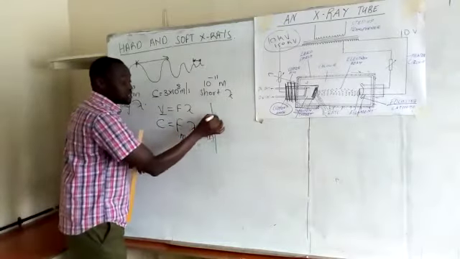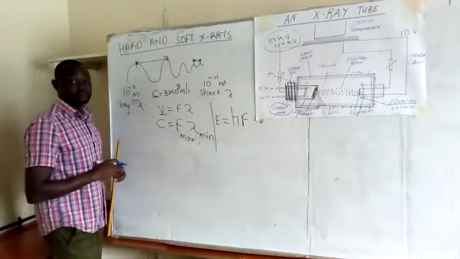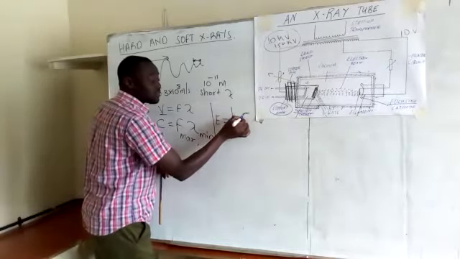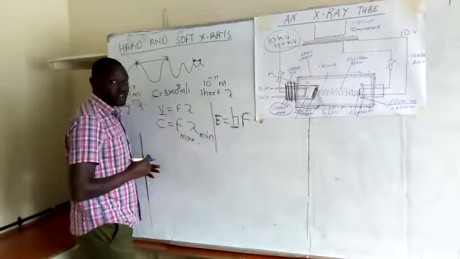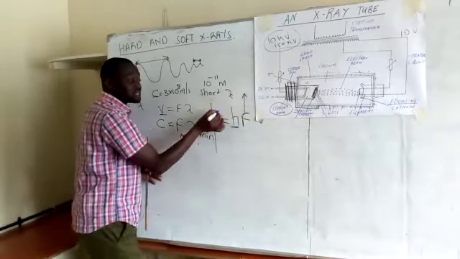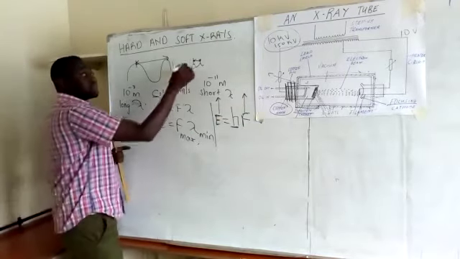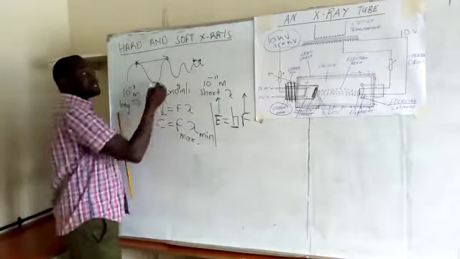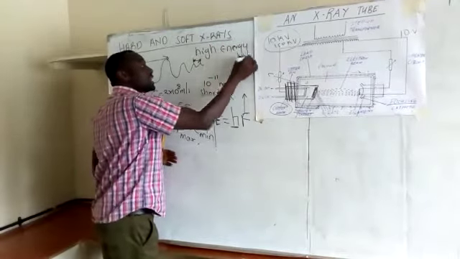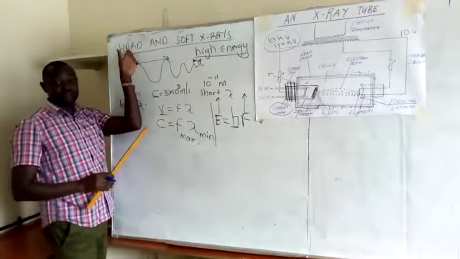Looking at the energy of X-rays, it's given by Planck's constant times the frequency. Because this is a constant, when we vary the frequency, the energy will also vary. And from this we can see they are directly proportional. Therefore, as frequency increases, the energy also increases. For that reason, these waves here with a very high frequency will also have a very high energy. And these are the X-rays that we call the hard X-rays.